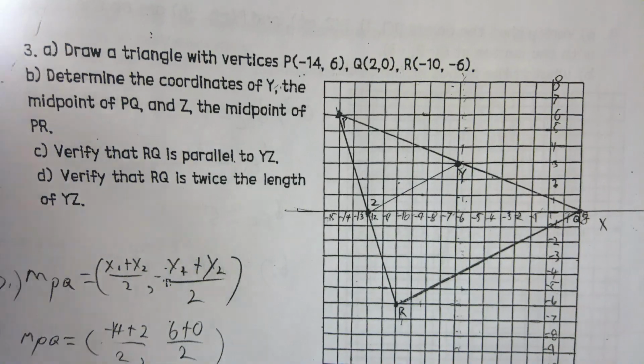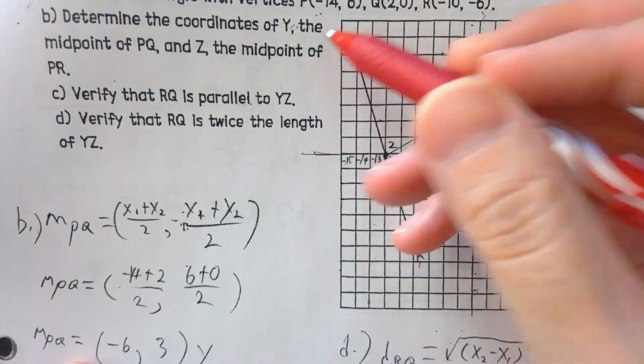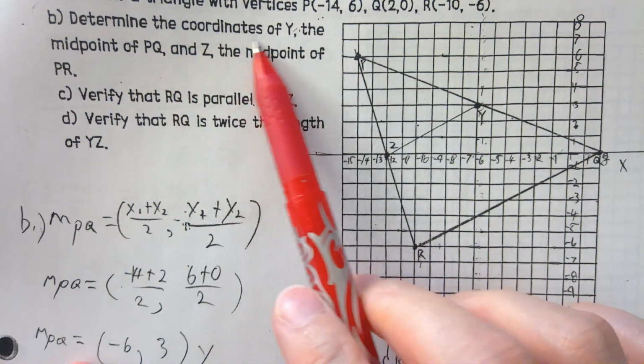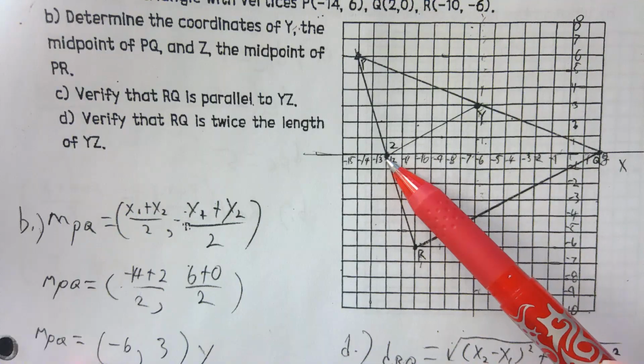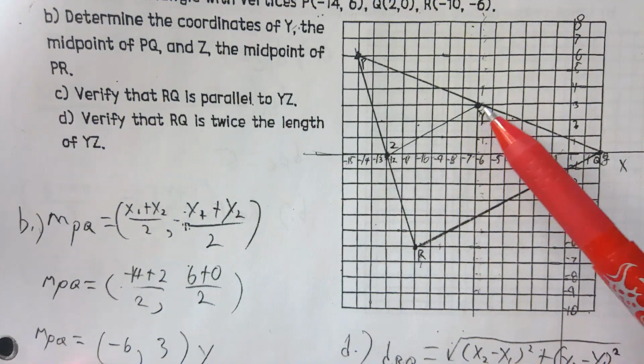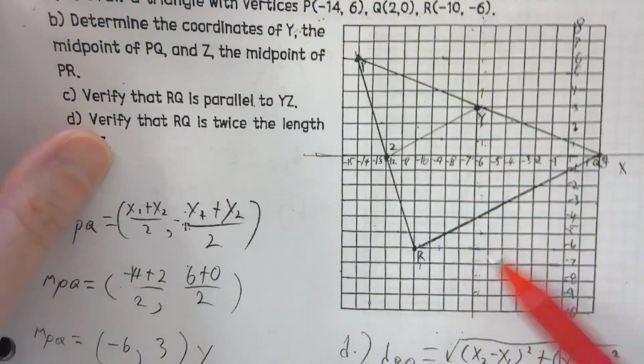Okay, so number 3 right here, draw the triangle. So I have the triangle, and then I want to determine the coordinates of the midpoint. So when I do the midpoint formula, I get this and this. I want to verify that these 2 lines are parallel.